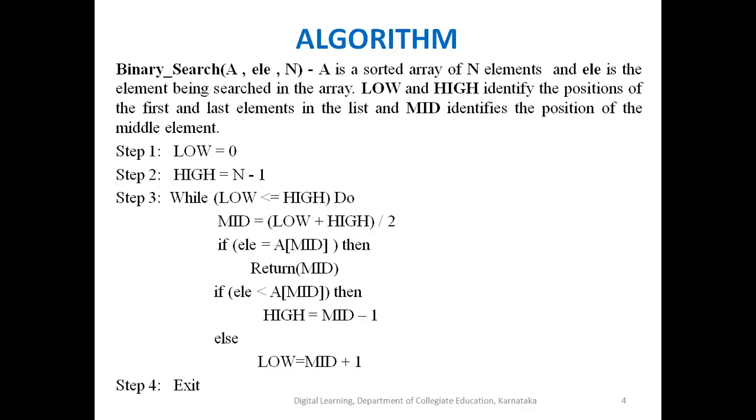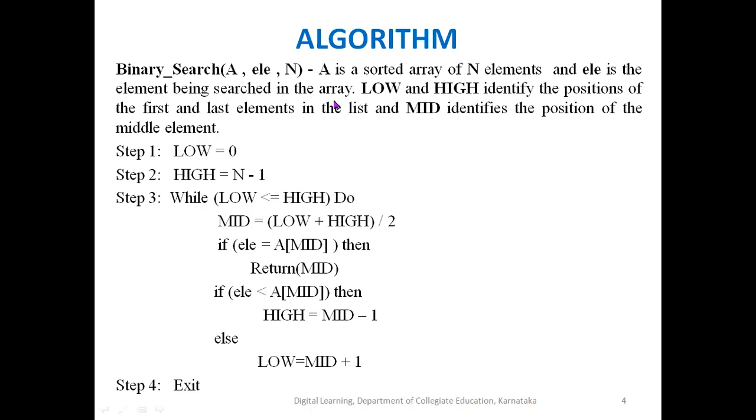Now let us see the algorithm for binary search. Here, binary search is the name of the algorithm. A is the array with n elements and ELE is the search element. Low and high are the positions of the first and the last element in the list, and mid identifies the position of the middle element.